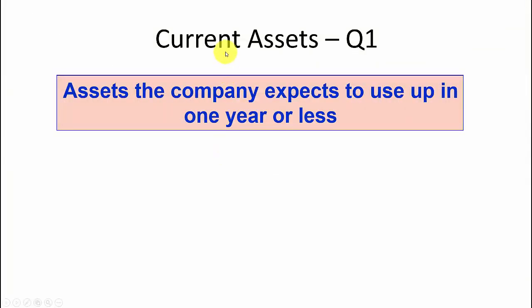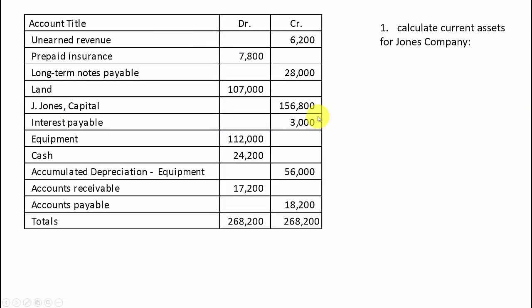Current assets is the first topic we'll talk about, and question number 1 deals with current assets. A current asset is an asset the company expects to use up in 1 year or less. From this list, going from the top down, we're supposed to calculate current assets for the Jones Company. So from the top down, here are the current assets.